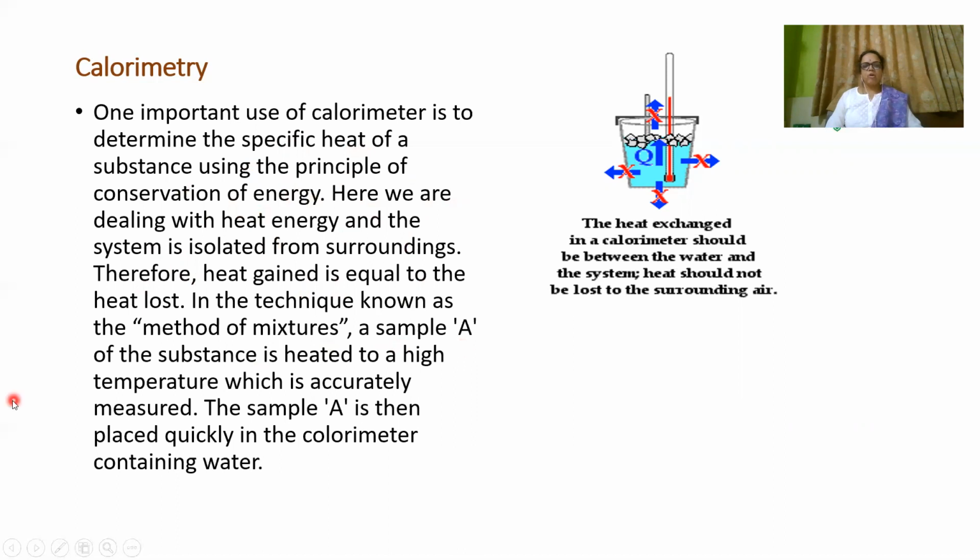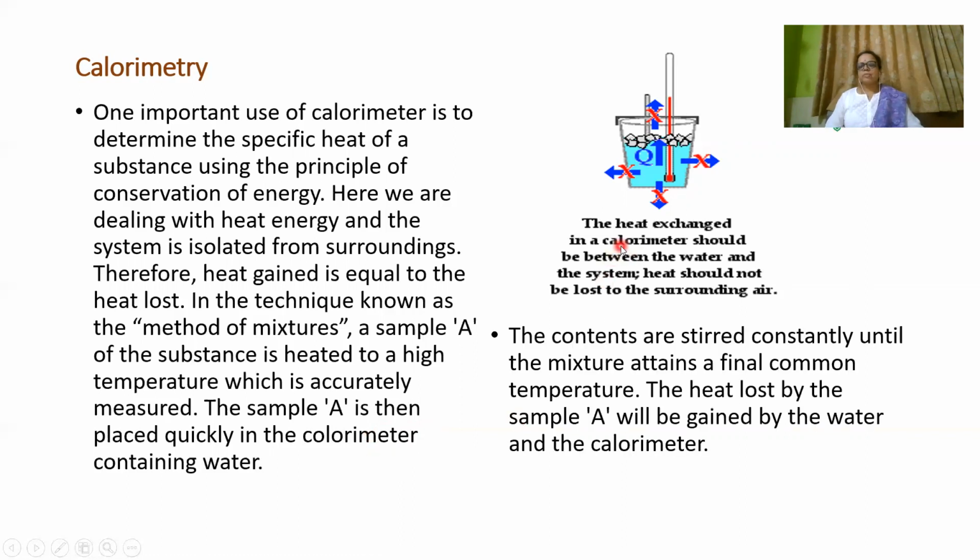A sample A of the substance is heated to a high temperature, which is accurately measured. The sample A is then placed quickly in a calorimeter containing water. Means the heat exchange in a calorimeter should be between water and the system. It should not be lost to the surrounding air. The contents are stirred constantly until the mixture attains a final common temperature. The heat lost by the sample A will be gained by the water and the calorimeter.